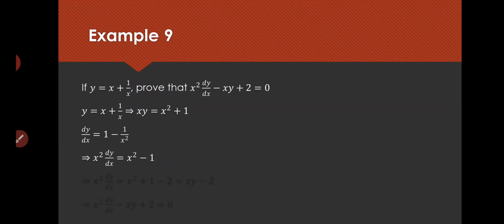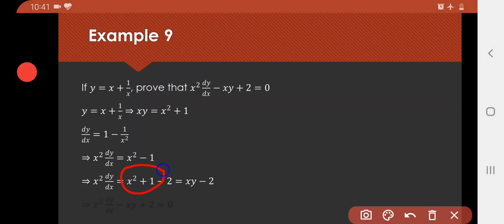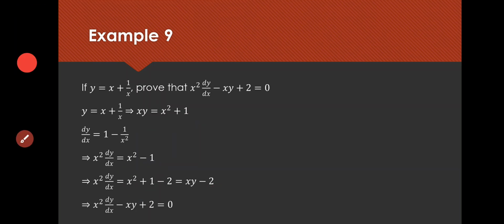Now x square minus 1, I can write as x square plus 1 minus 2. So I am adding 1 and subtracting 1. So x square plus 1, this whole thing is basically xy. So I can write it here as xy. I am writing it here, xy. And now I take it all on one side, and if I do so, I get my final answer.